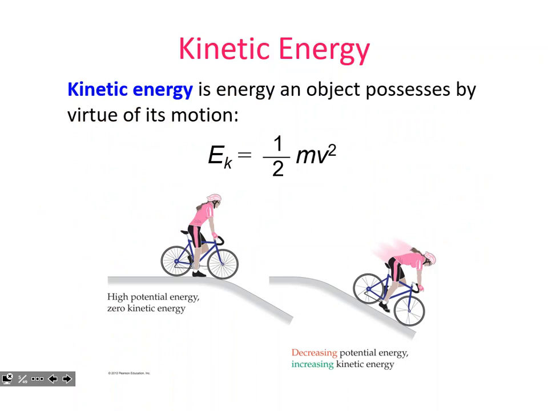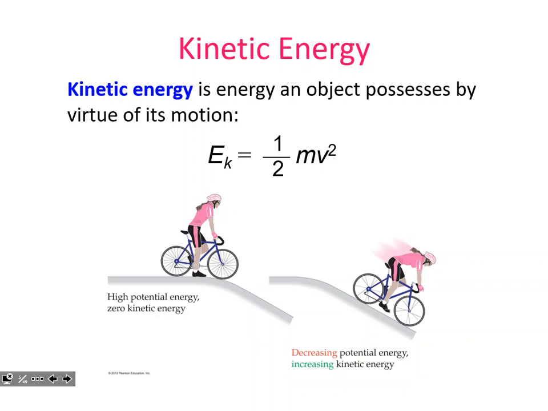Like I said, we'll be using this more in the gas law part of the unit. But yes, mass is a factor and the velocity is a factor in determining the kinetic energy of the particles involved. So you'll be looking at the mass and the velocity to determine that. And it is by virtue of its motion, okay?